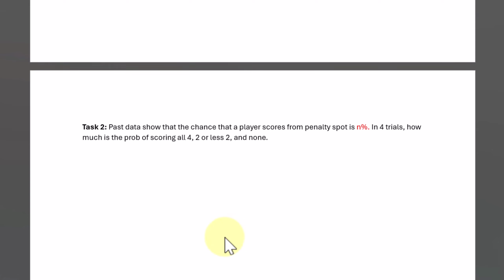Task 2 for you would be: past data suggests that the chance of a player scoring from a penalty spot is n%. So that n is something which you have to specify yourself, 80%, 70%. To know the 70%, we just look at the data from the past and see, okay, for example, this particular player has tried penalty kicks like 10 times, and let's say 7 of them were a success, then this would be 70%.